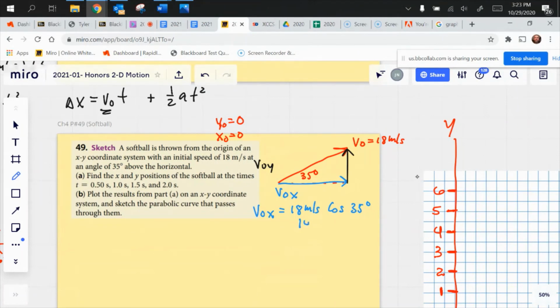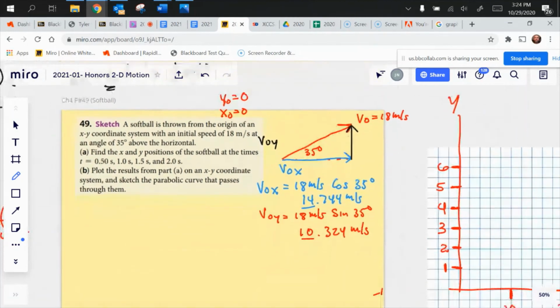You're going to end up getting 14.744 meters a second. Only two of those are significant. And similar to that, for VOY, we're looking at 18 meters a second times sine of 35 degrees. And if you do that, you end up with 10.324 meters a second, two significant figures.